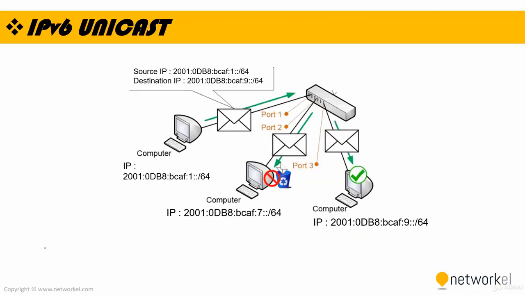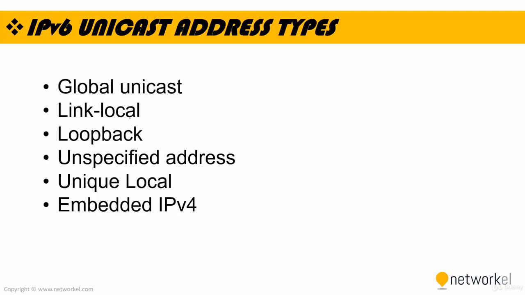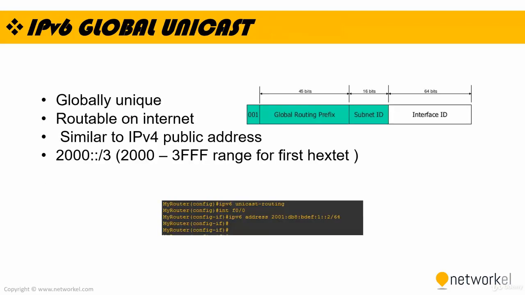IPv6 unicast is the same as IPv4 unicast. If computer A wants to send a unicast message to C, it uses its own IP address as the source and computer C's IPv6 address as the destination. And we have some unicast address types of IPv6: global unicast, link local, loopback, unspecified address, unique local, and embedded IPv4.